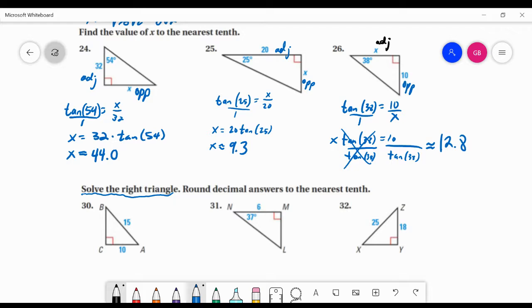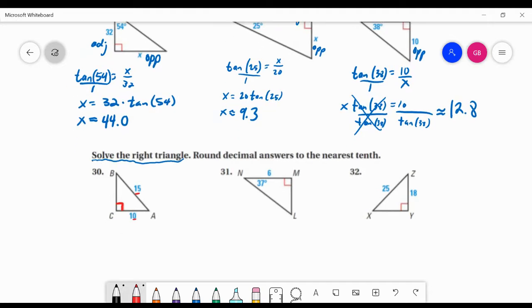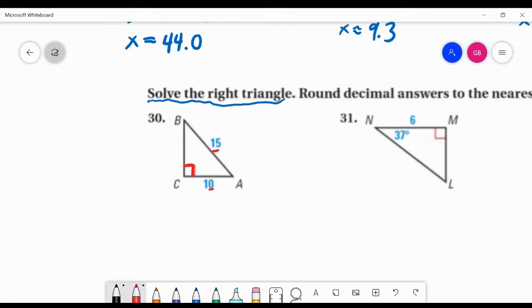Let's see. So for number 30, out of those 6, we have 3 of them already. We have this side length here is 15. This side length here is 10. And this angle here is 90 degrees. So we have 3 out of the 6 already. We still need to find the other 3. Okay. Let's start off with the other side length. Let's say we call this x.